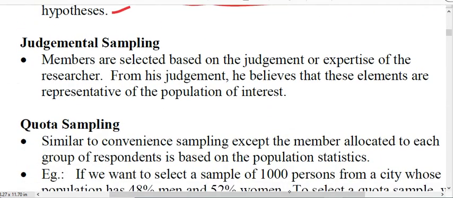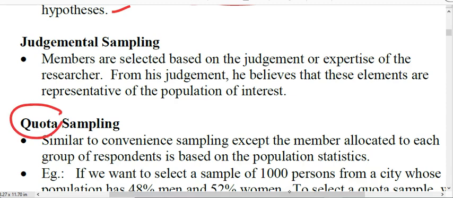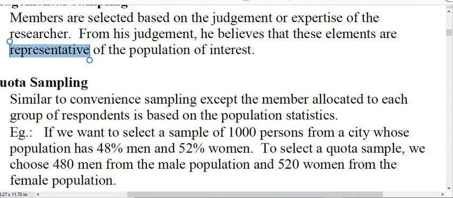Third, quartile. From the word quartile, you already know that certain categories are involved here, right? It's similar to convenience sampling, except that members allocated to each group of respondents are based on the population statistics. As I said, it may have groups or categories. For example, if we want to select a sample of 1,000 persons from a city whose population is 48% men and 52% women, to select a quartile sample, we choose 480 men from the male population and 520 women from the female population. So this is called quartile sampling because you have particular groups, that is the gender, male and female.